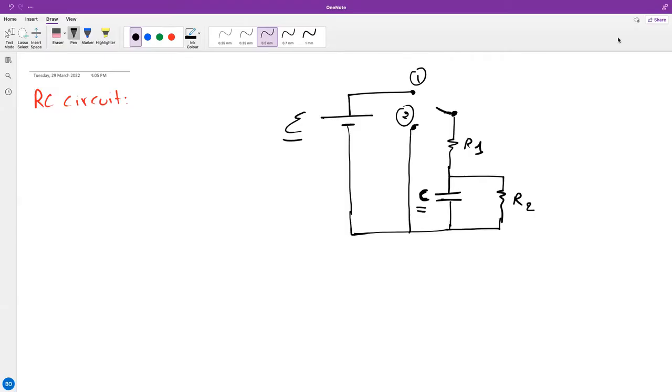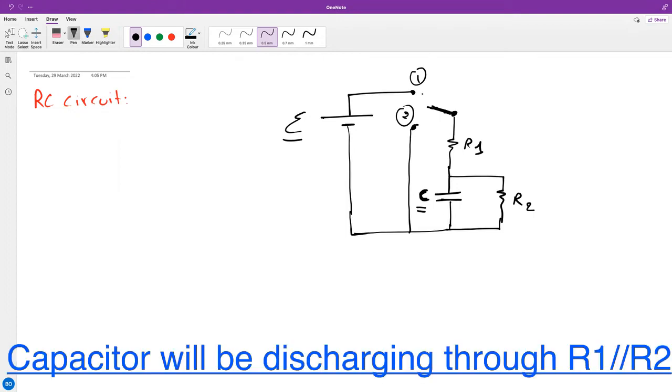Okay, today we will consider an RC circuit. This is a simple circuit where we have a capacitor C and two resistors, R1 and R2. Then we have an EMF E, and a switch that can be positioned in position number 1. If the switch is in position number 1, the capacitor will be charged. If the switch is in position number 2, the capacitor will be discharged across resistor R2.